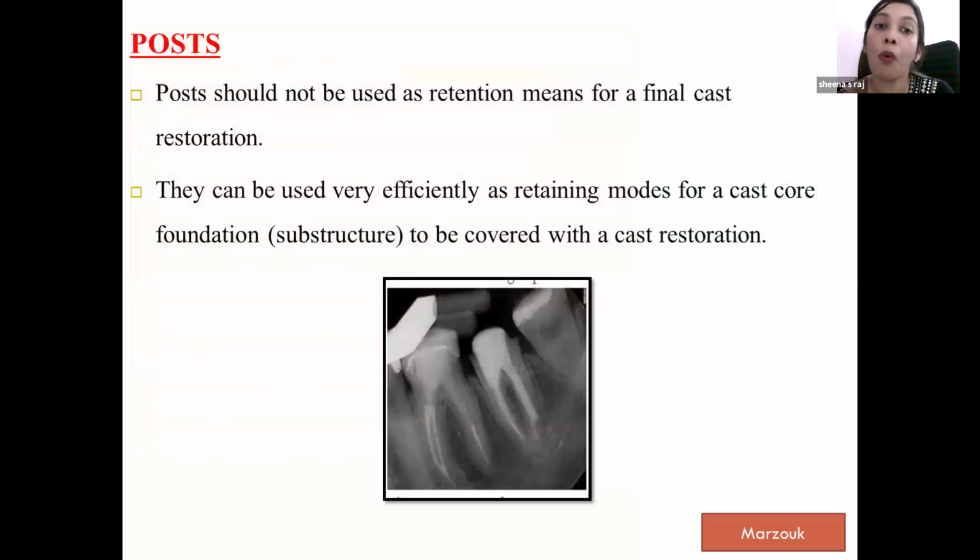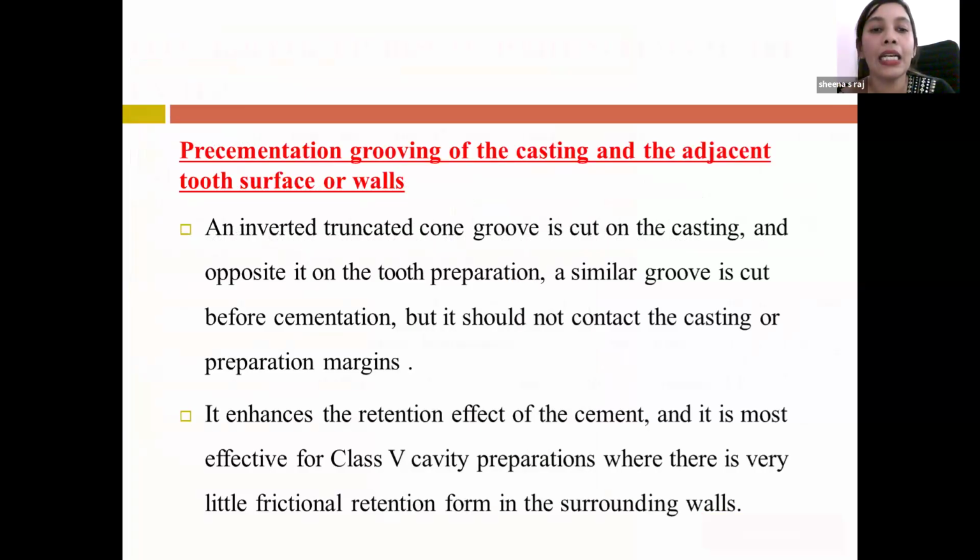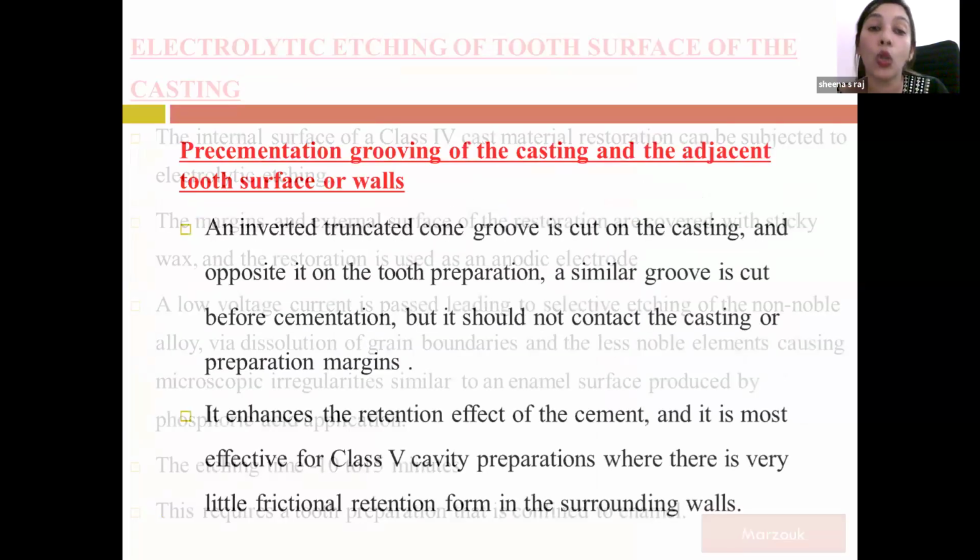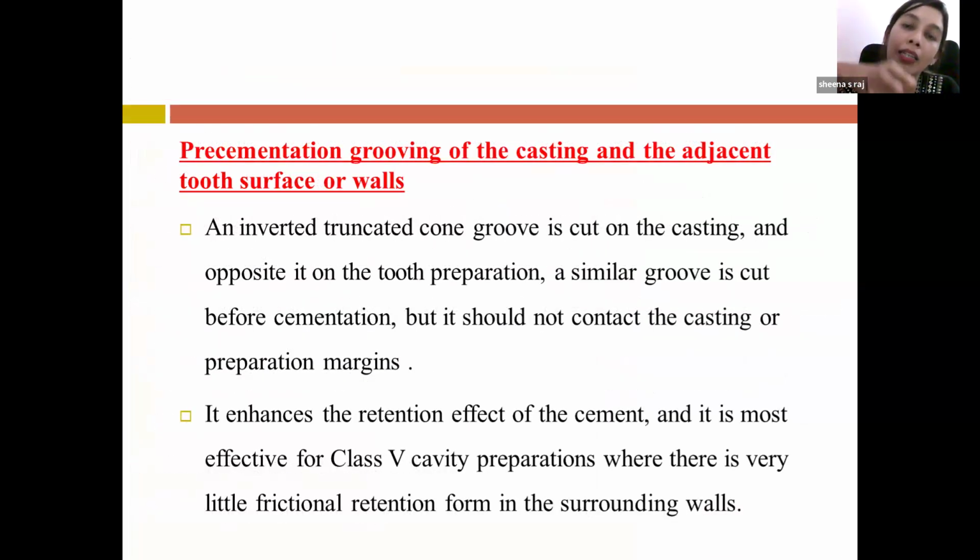Next is post. Post is another method of retention for a final cast restoration that you can also write. And next there is something called the pre-cementing grooves. So before we cement the cast metal onto the tooth structure, there will be an inverted truncated cone shaped groove cut on the casting, and opposite it on the tooth preparation, a similar groove, which can give more retention.